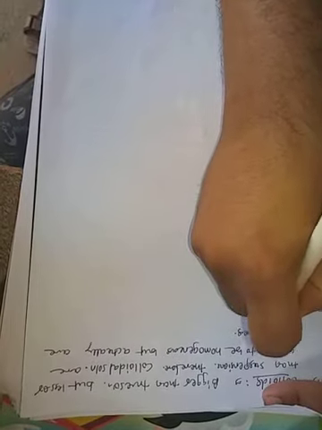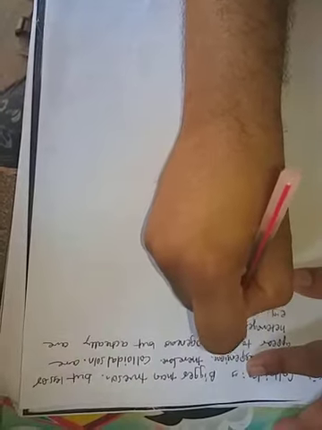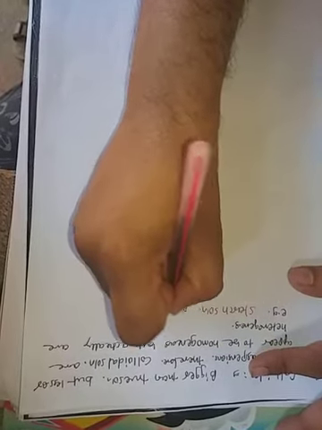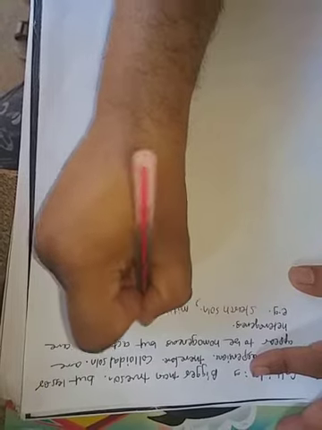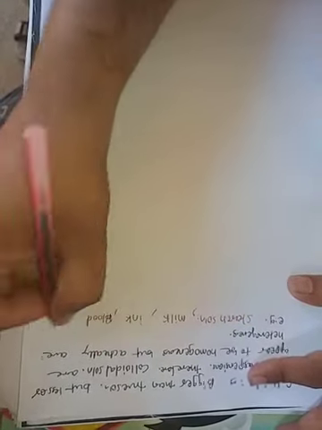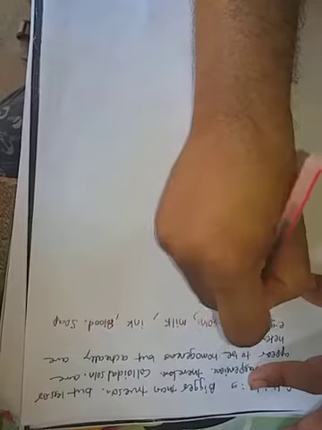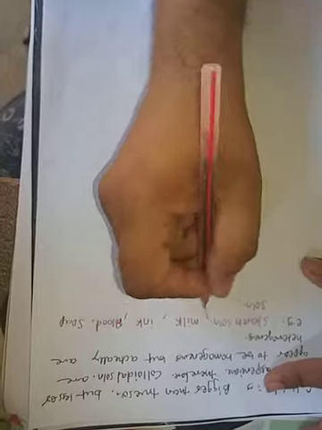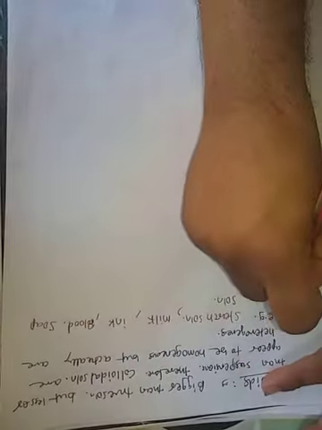Examples here are starch solution, milk, ink, blood, or soap solution. These are all examples of colloids.